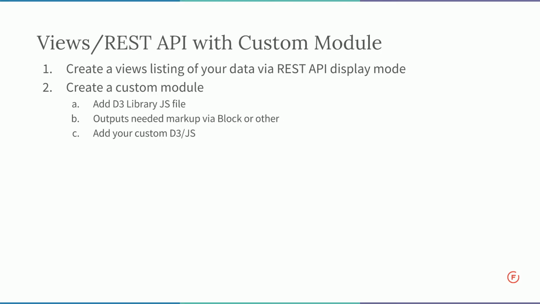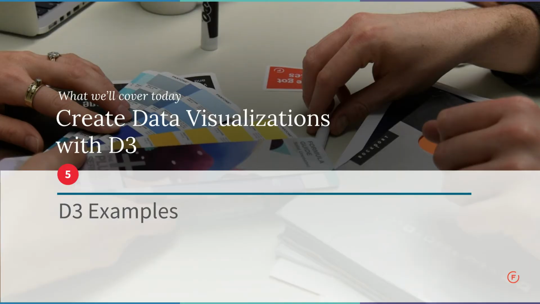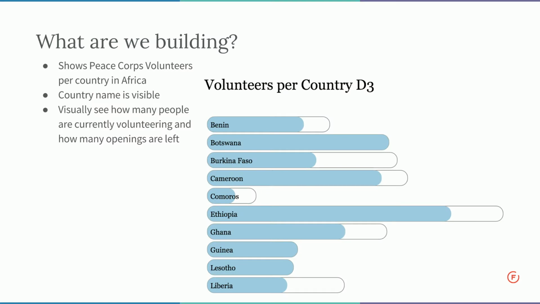And then we're, of course, going to be creating our custom module, which is going to add the D3.js library. It's going to output all the markup that we need, the general container and all that stuff, and then it'll also include our custom D3.js file. So that's where we get into these D3 examples now. This is the first visualization we're going to be building, the high-level view of this.